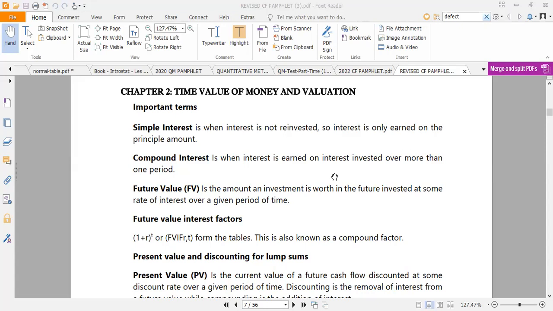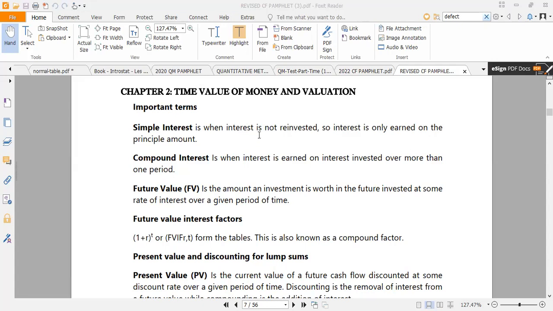We're going to look at time value of money and the valuations. For time value of money, it really looks at how time and money are evaluated. But time is money. We've heard many people say that time is money. We're going to evaluate time in terms of money in these topics.